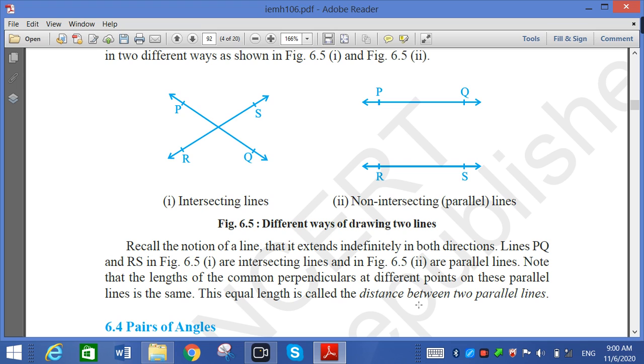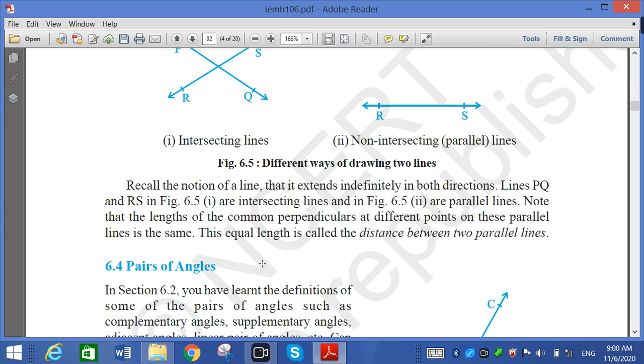So we now know that there are two types of lines: one parallel and one non-parallel. Parallel lines are called non-intersecting lines. Intersecting lines are called intersecting. In parallel lines, the distance between the two lines is always the same.